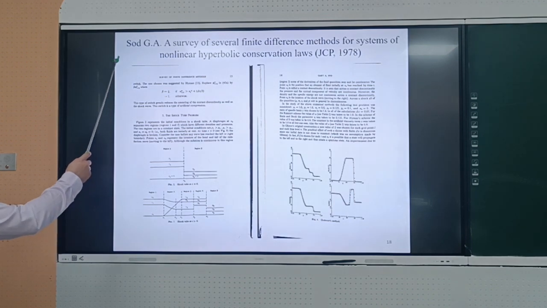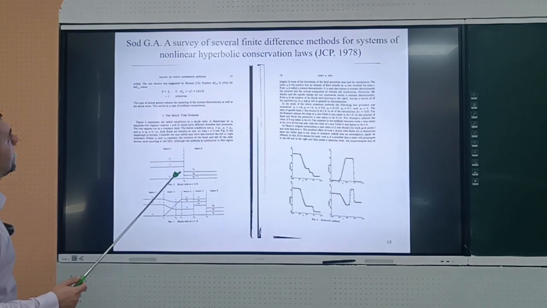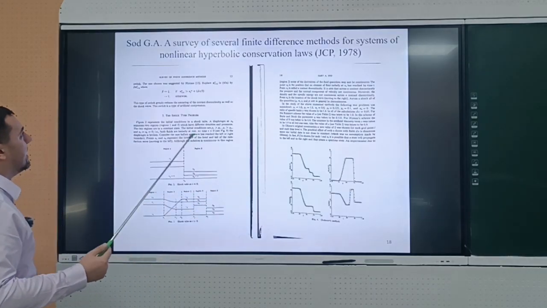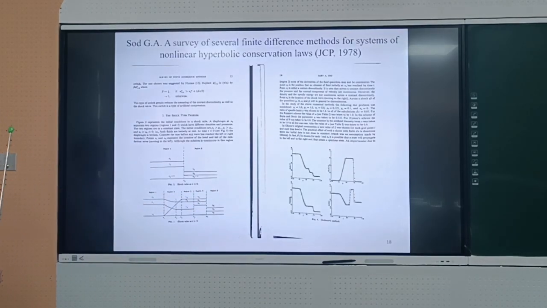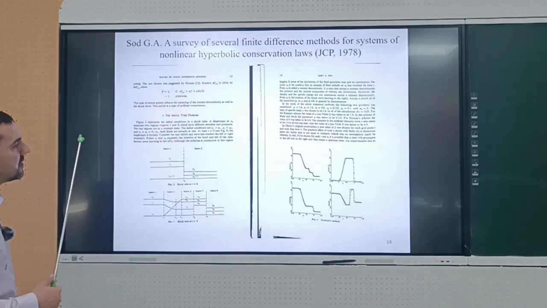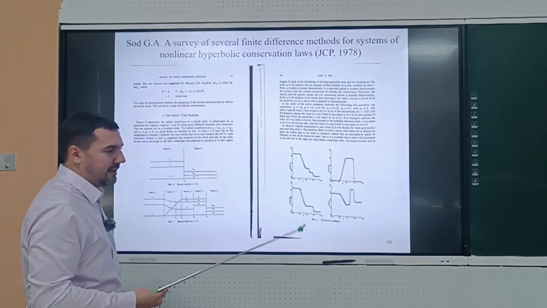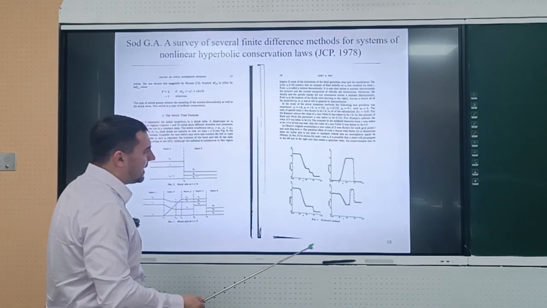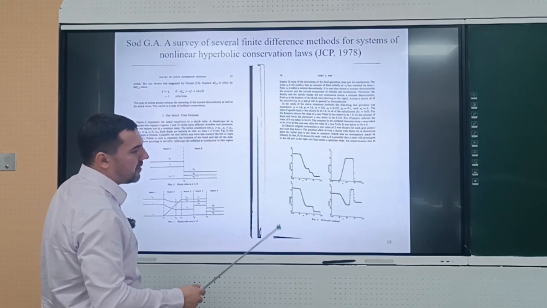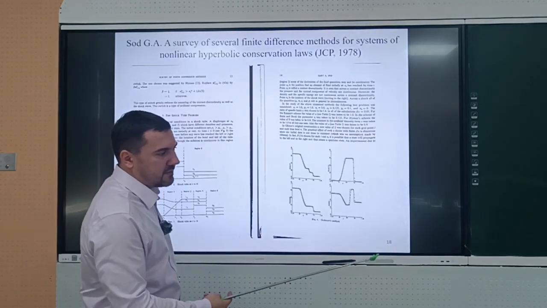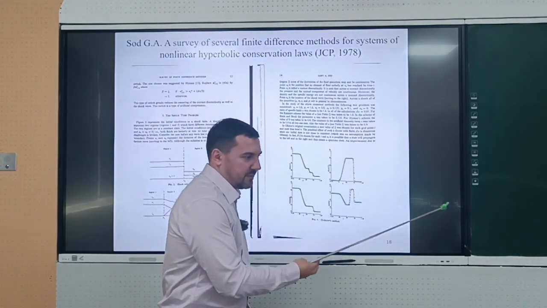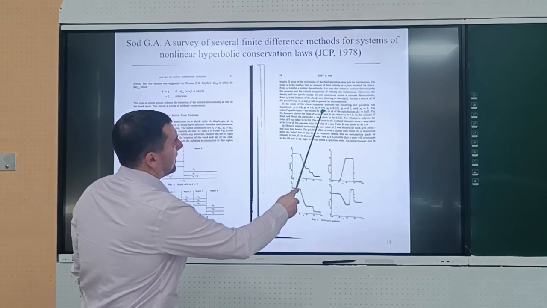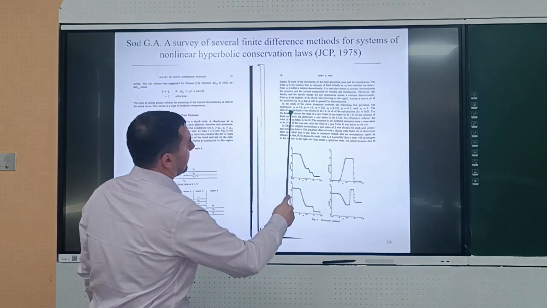Sod is a surname. Gary Sod is a researcher who published a paper in the Journal of Computational Physics, JCP, in 1978, "A survey of several finite difference methods for systems of nonlinear hyperbolic conservation laws." So that's again the role of a person in history. In this paper, he analyzed and compared a number of numerical methods, and he chose a specific Riemann problem for that. So in this study, the following test problem was considered.